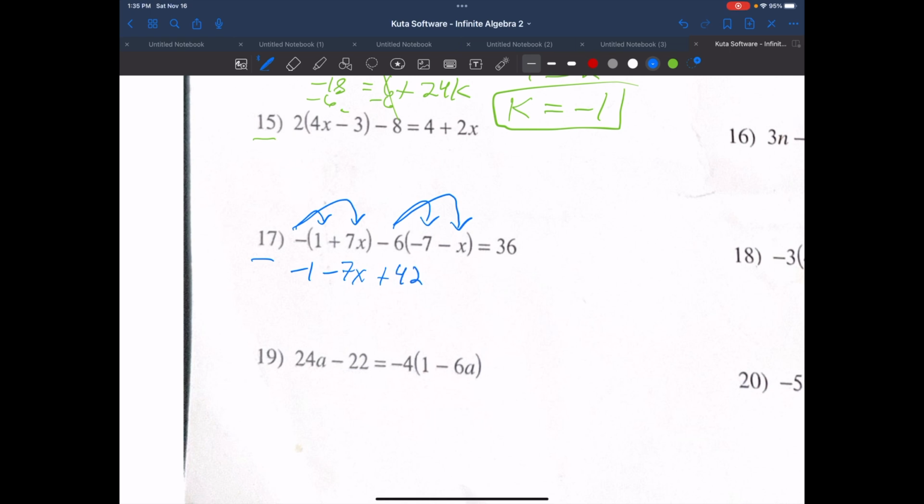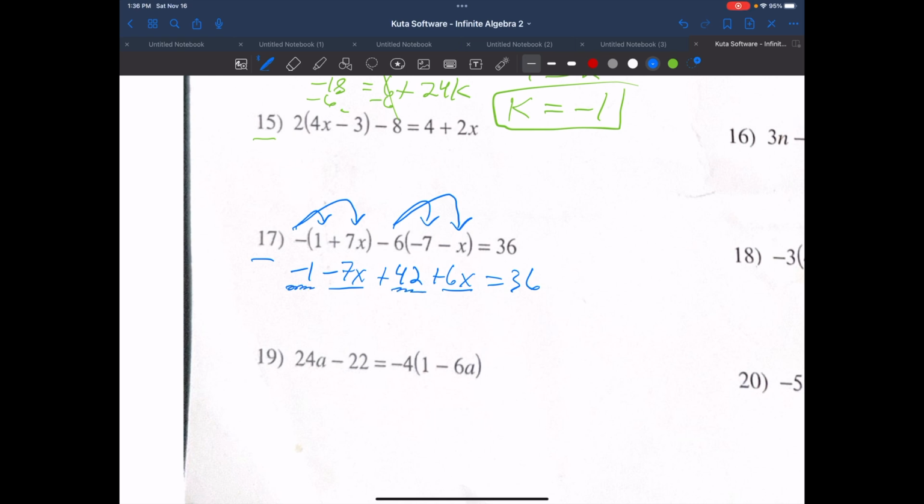All right, and then -6 times -x. So I'm going to end up with a positive again, and 6x. All right, and I'm going to bring down the 36. Okay, so what's the variable? It's x. So I can even underline the like terms here. This is a little strategy, and then I can do little circles around just the numbers.